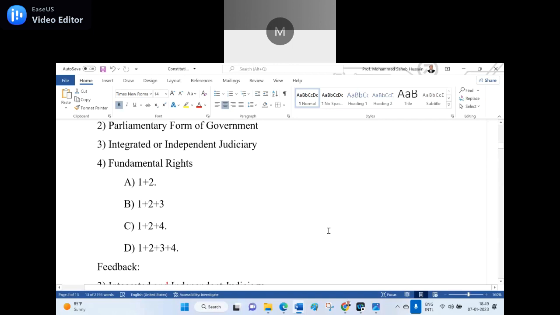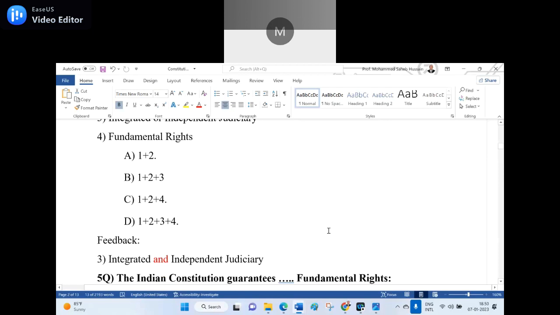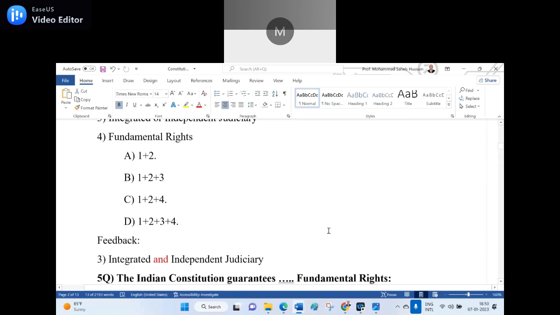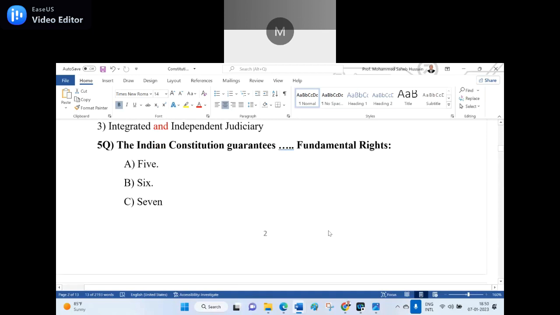See, integrated and independent judiciary. I removed the "and" and I put the "or". Is it clear? Yes, sir. "Or" means either this one or that one, and "and" means both. Is it clear? Yes, sir. Yeah, I appreciate.